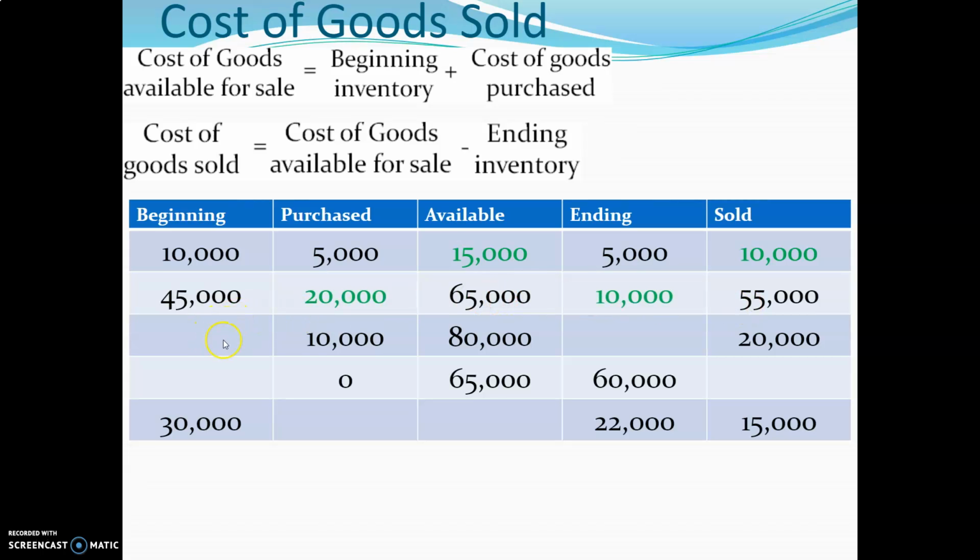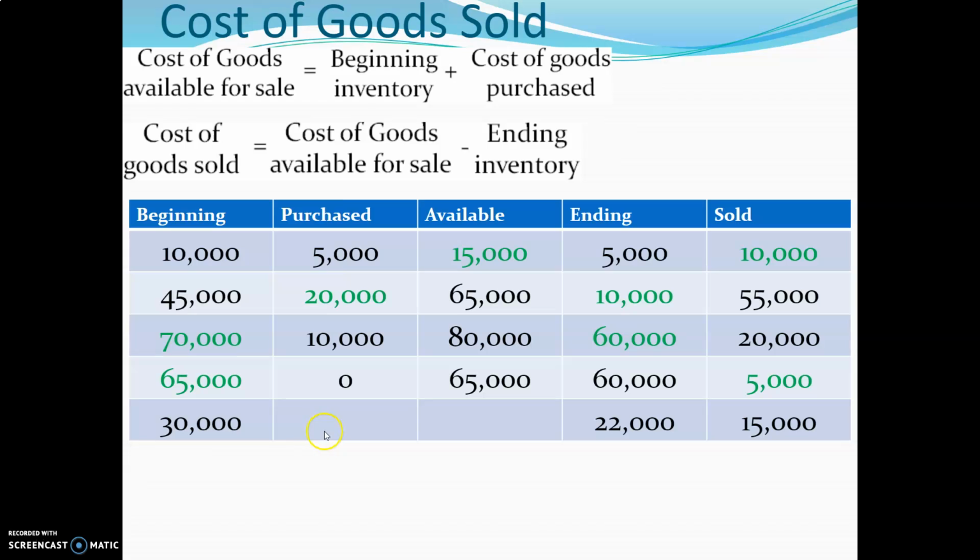Our beginning inventory plus 10 is 80,000, so that should be 70,000, and 80,000 minus some number gives us 20, so that'll be $60,000 with our ending inventory. And again, this is just about trying to make sure you're comfortable with how these inventory numbers work. This number plus 0 is 65, well that's 65 then, and 65 minus 60 would mean that our goods sold is going to be 5,000.